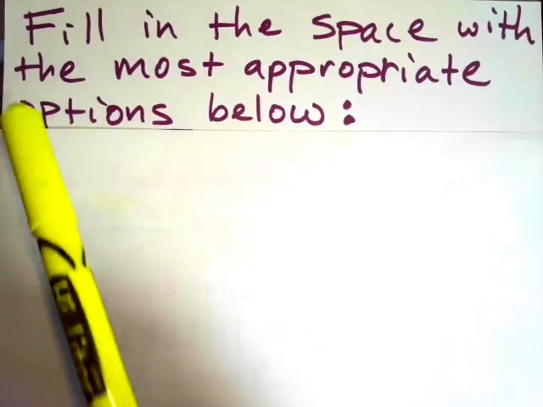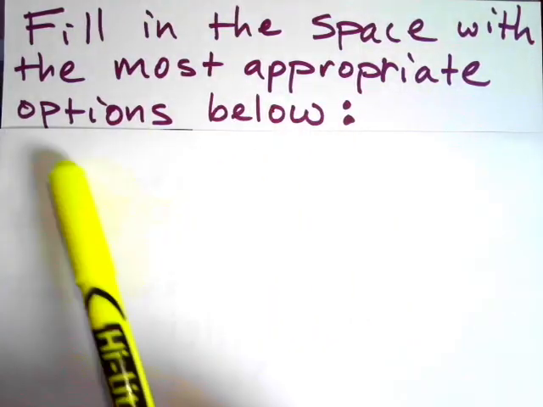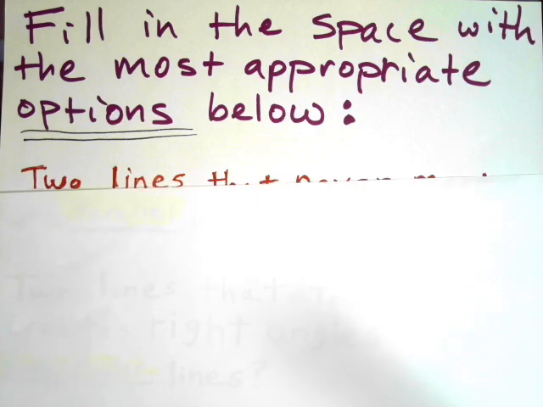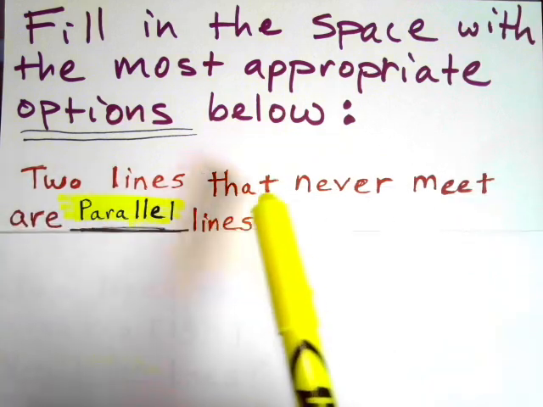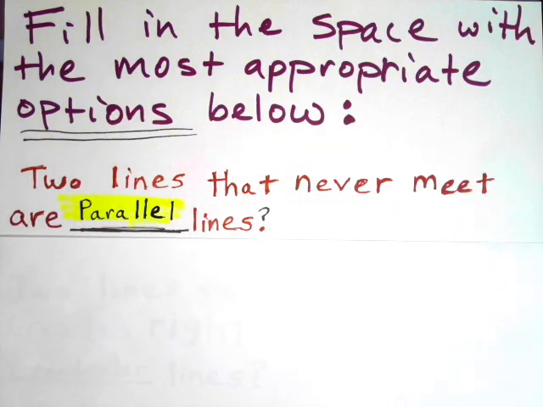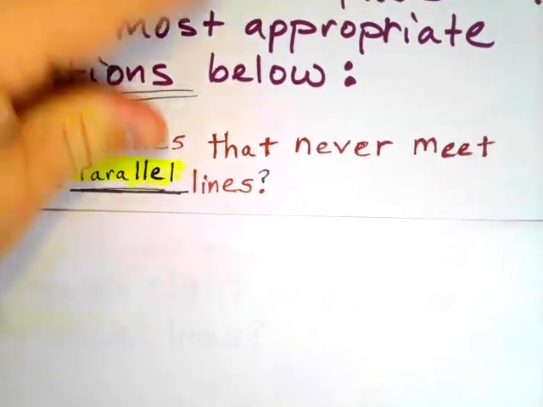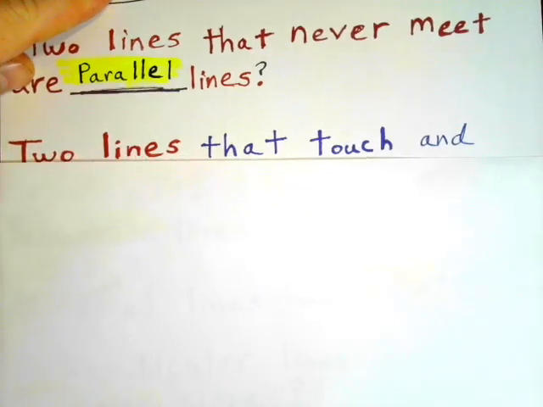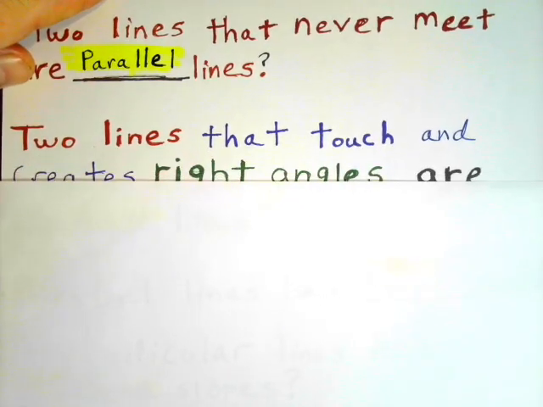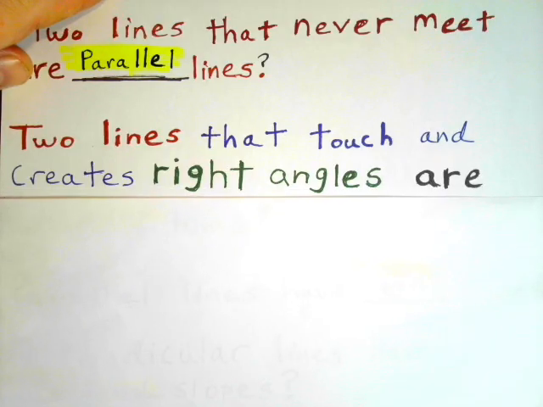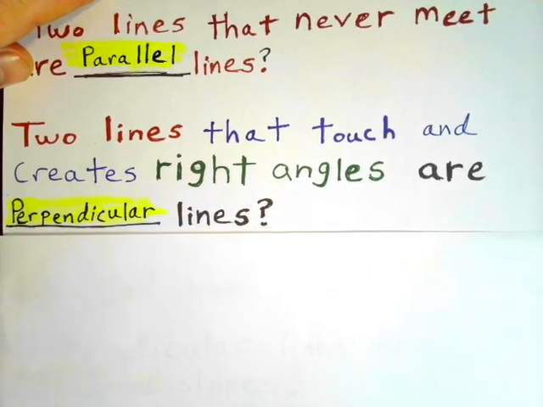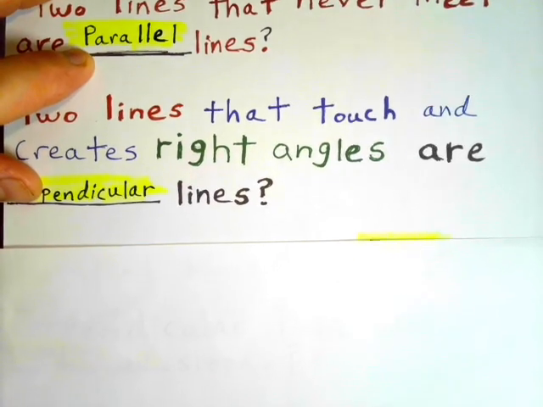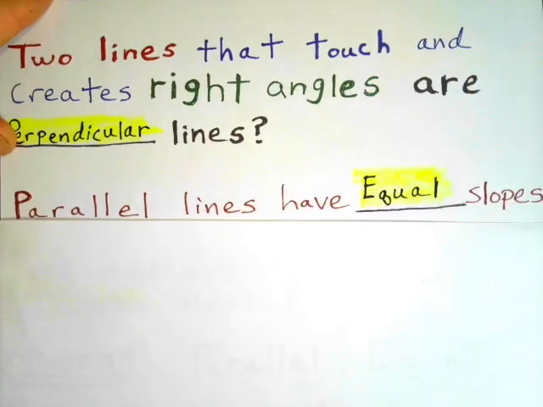So it says here, fill in the space with the most appropriate options below. Again, these were the test questions that we had from the part 1 video. Two lines that never meet are parallel lines. All right, they're parallel lines. Two lines that touch and create right angles are perpendicular lines. Those are perpendicular lines. All right. Let's keep going.